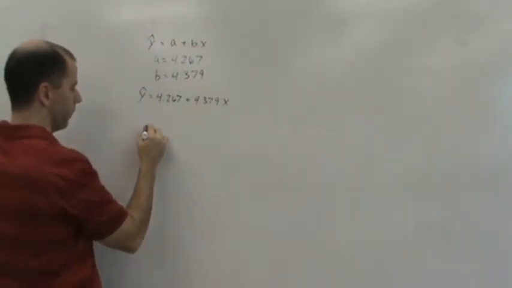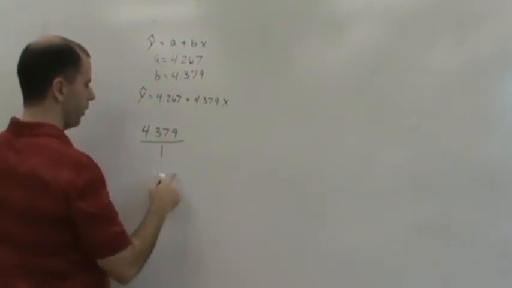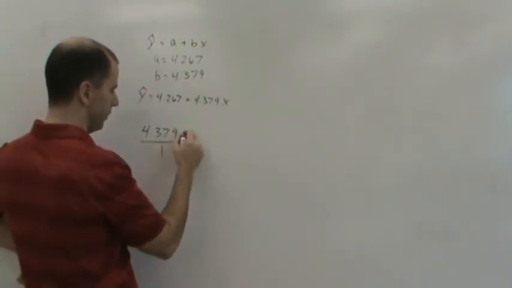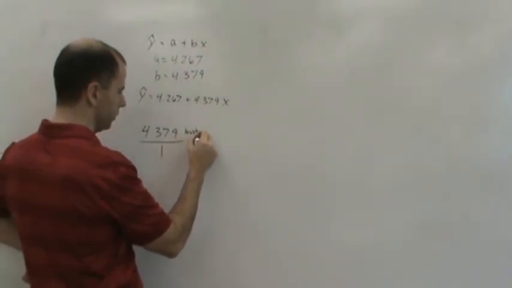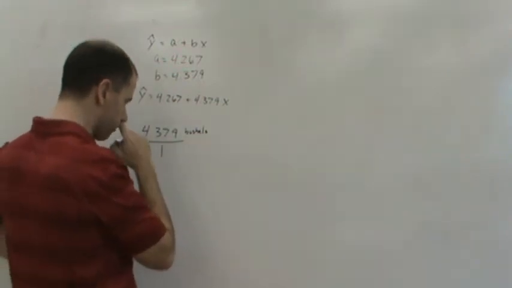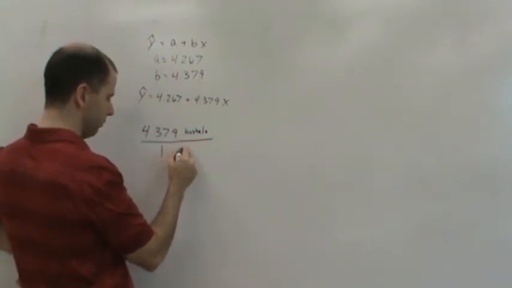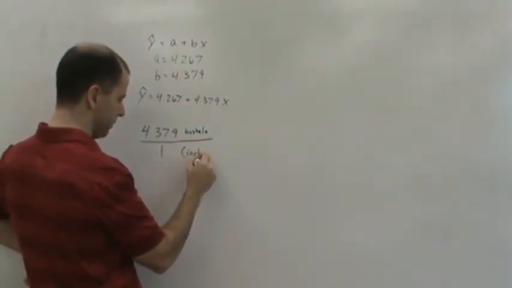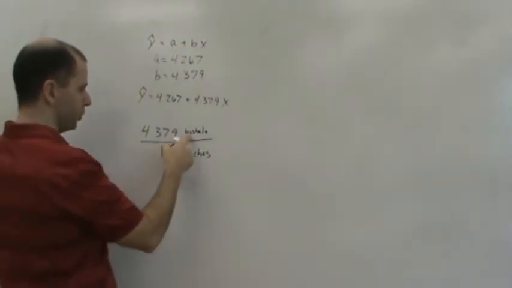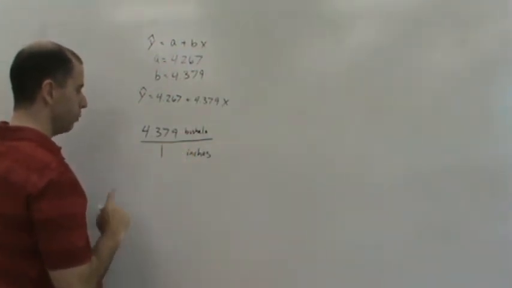So it's 4.379, right? Let's write it over 1. So what are the units of the top? Well, that's going to be units of y, bushels per acre, right? So the top is bushels, and that's per acre. And the bottom is in what? Inches of rainfall. So this is inches. So we're talking about bushels over inches, right? So how do we interpret this?